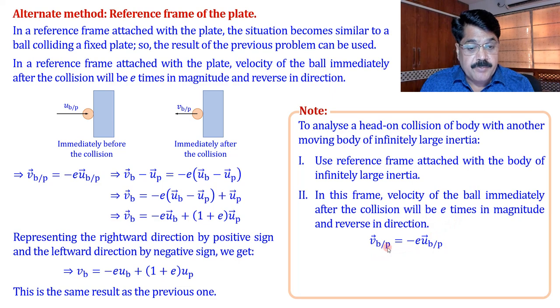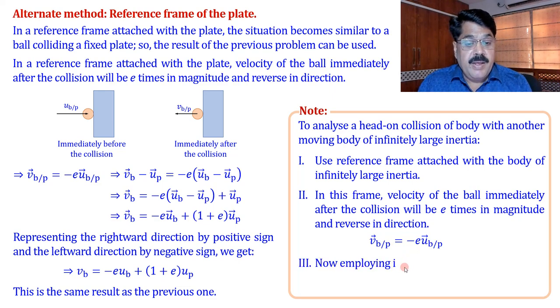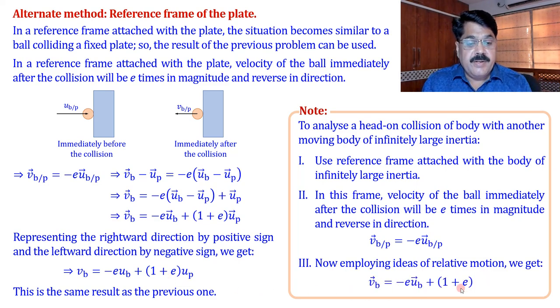Velocity of the ball with respect to the plate is equal to minus e times the velocity of the ball with respect to the plate before collision. Now employing the ideas of relative motion, we can easily obtain the result. So the summary is here: if we have to find velocities after collision and one of the bodies is infinitely heavy, then use the reference frame of the infinitely heavy body.